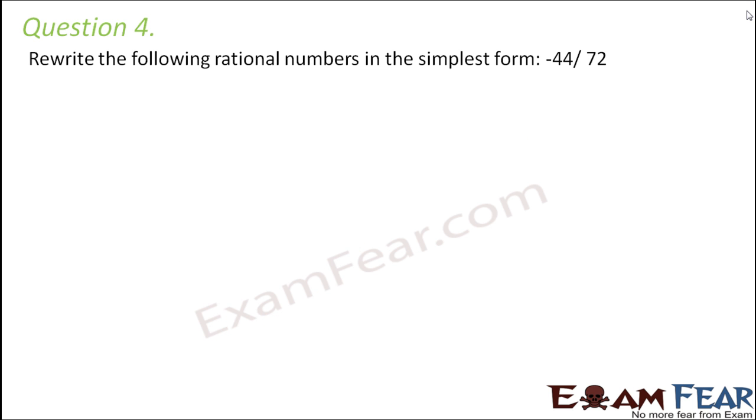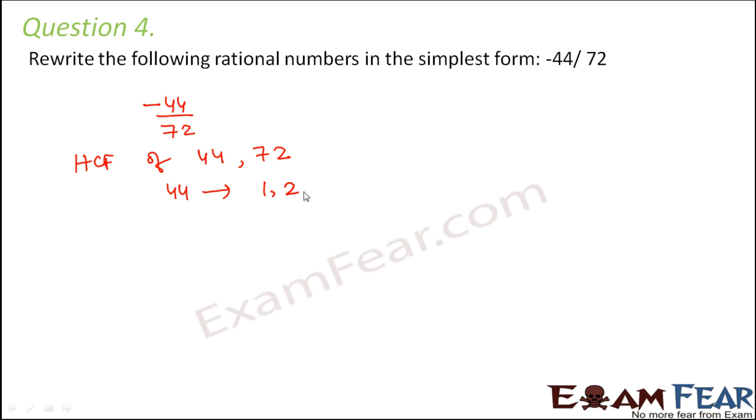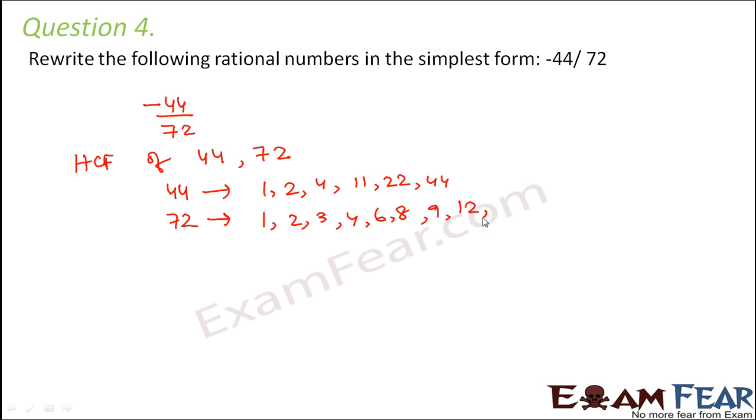Question number 4. Rewrite the following rational numbers in the simplest form. So basically again we have to write it in its standard form. For that, the first step is to find out the HCF of the numerator and the denominator, that is 44 and 72. So let us list down their factors. 44 has 1, 2, 4, 11, 22 and 44. In a similar way, when you list down the factors of 72, you get 1, 2, 3, 4, 6, 8, 9, 12, 18, 24, 36 and 72.